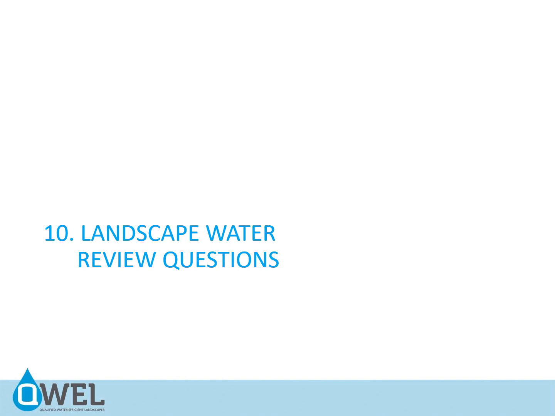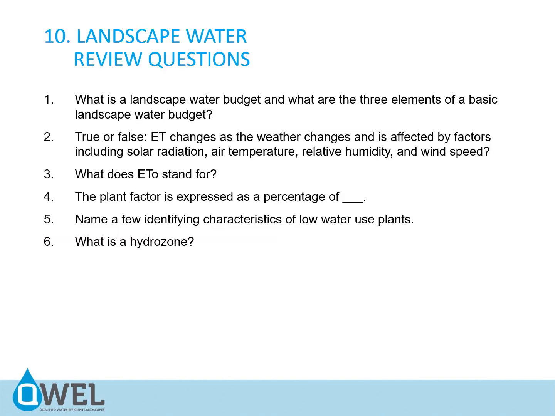10. Landscape water review questions. What is a landscape water budget, and what are the 3 elements of a basic landscape water budget? True or false? ET changes as the weather changes and is affected by factors including solar radiation, air temperature, relative humidity, and wind speed. What does ETo stand for? The plant factor is expressed as a percentage of what? Name a few identifying characteristics of a low water use plant. What is a hydrozone?